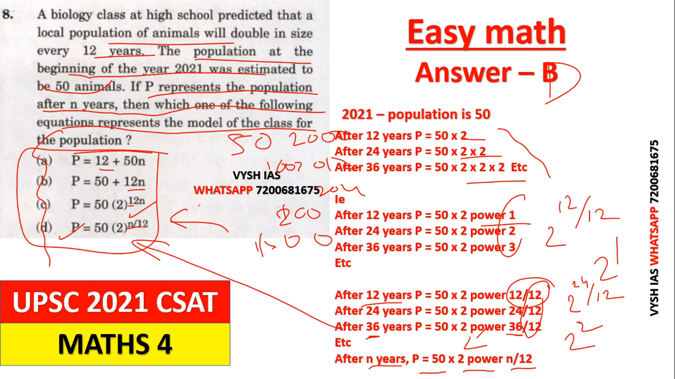So for any year, sometimes somebody asks what the population will be after 48 years. You simply have to put 48 instead of n. P equals 50 into 2 power 48 by 12, that is 4, and you will get the answer. This is how you have to find a formula.